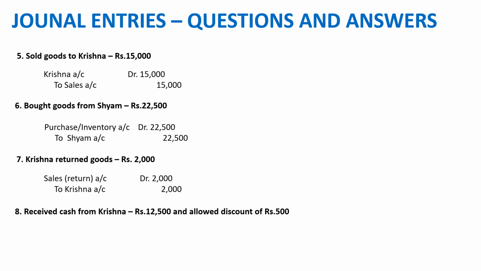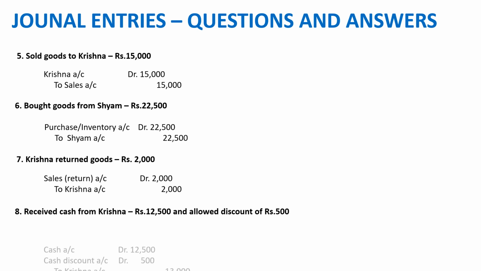Next item. Received cash from Krishna 12,500 and allowed discount of rupees 500. So after 15,000, we posted another entry where 2,000 rupees of items he has returned. Net, the business would get 13,000. But what is happening now here? Krishna is paying you only 12,500 and business is allowing the remaining amount as discount. Okay. So here if you see, it is a composite entry. It's not only one single account debit or credit, right?